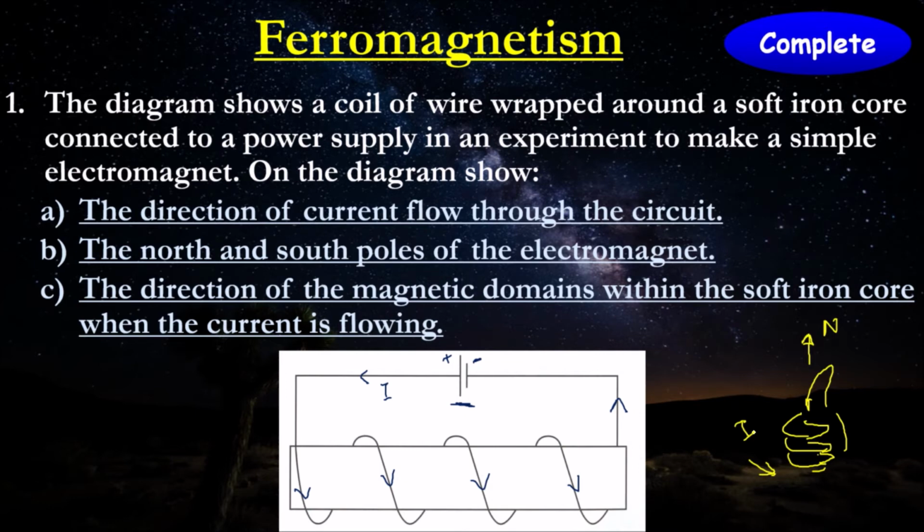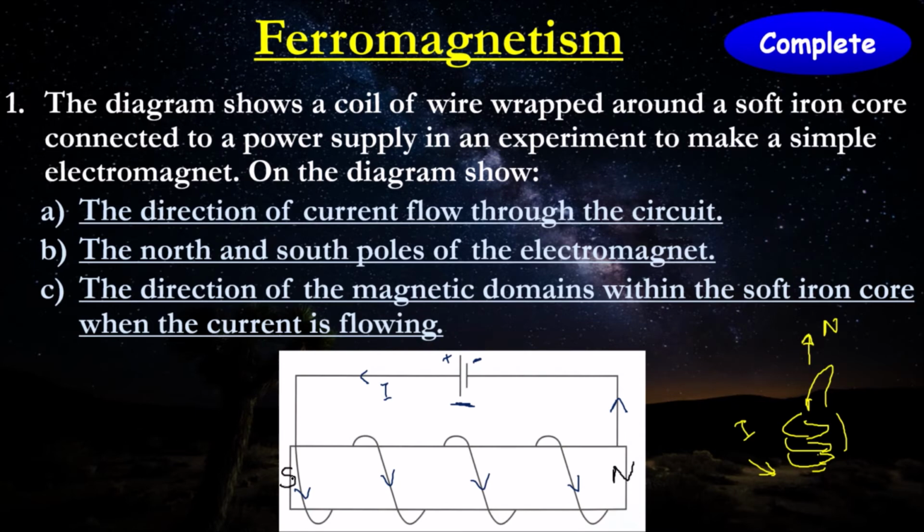So if I have a look, what I want you to imagine is this part here. Imagine your fingers are these wires, so you're wrapping your fingers over the wire like so, and then have a look at where your thumb is pointing. Your right thumb should be pointing to the right. So the north pole is here, and our south pole is here.